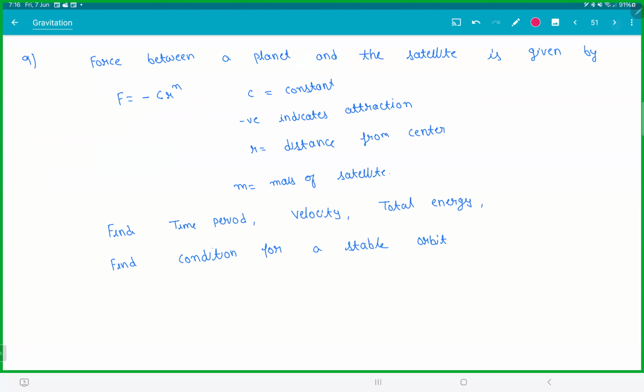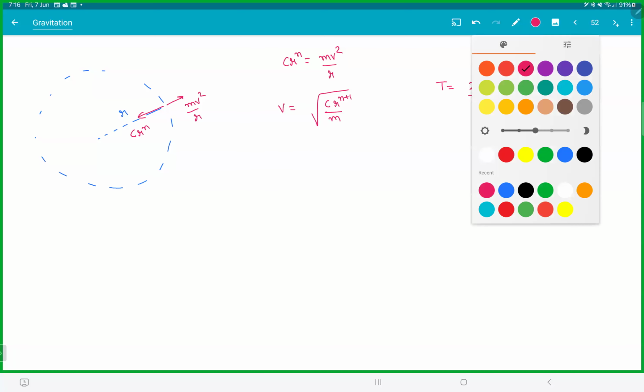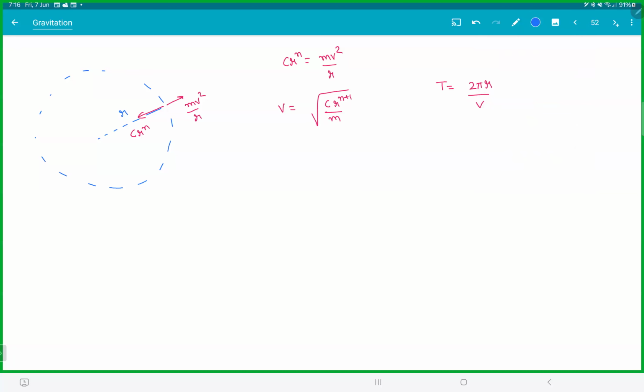Find the total energy. How do you find total energy? Now, total energy has two parts. First thing, we know force is equal to minus C R power n. Force is nothing but minus du by dx. So du will be C R power n dr. We get the potential energy C R power n plus 1 by n plus 1.